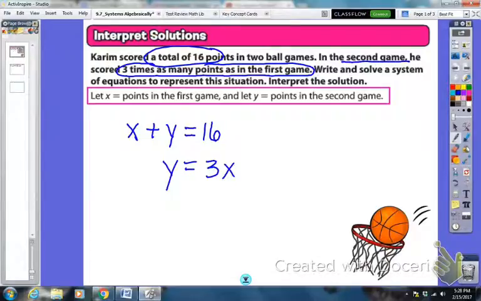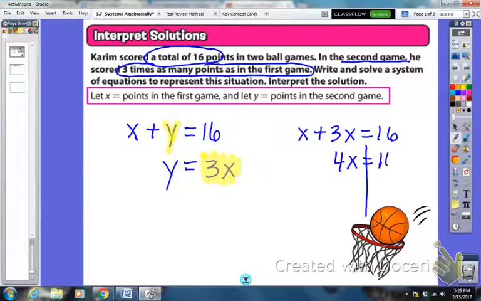So we need to use substitution. Y is solved all by itself. So Y substitute is 3X. I'm going to substitute that for Y in the top equation. So then I have X plus 3X equals 16. Solve it for X, combine like terms. 4X is 16, divide each side by 4, so X is 4.